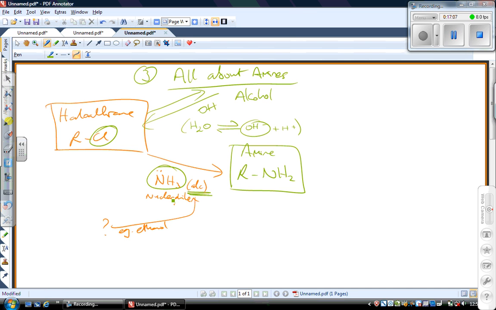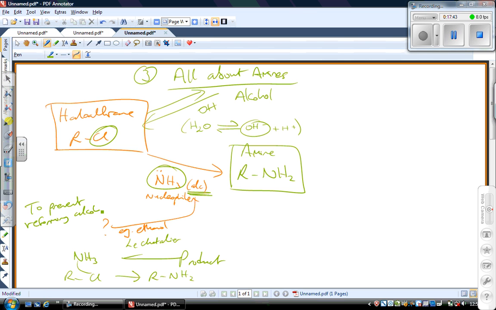Whereas if you dissolve your ammonia in essentially excess alcohol, then you can't reform any more alcohol, and this is just Le Chatelier. So if you have excess product, the equilibrium will be forced back towards the reactant side, which is, in this case, we're interested in getting ammonia to substitute with the chlorine on the haloalkane to form your amine. So why use the alcoholic solvent? It's to prevent reforming an alcoholic product from the haloalkane.